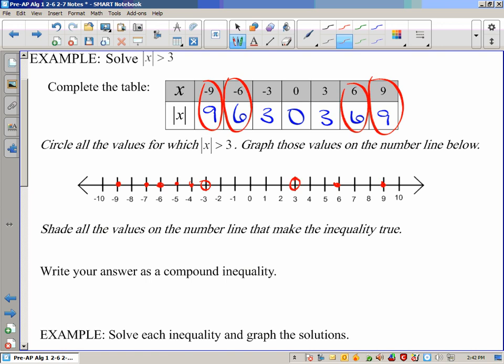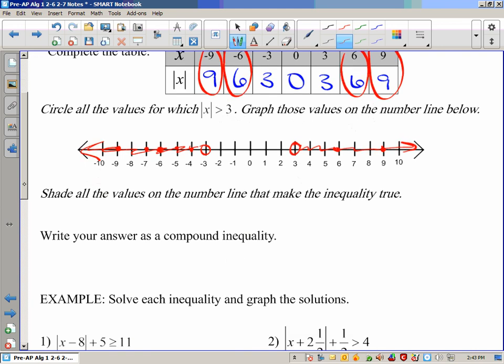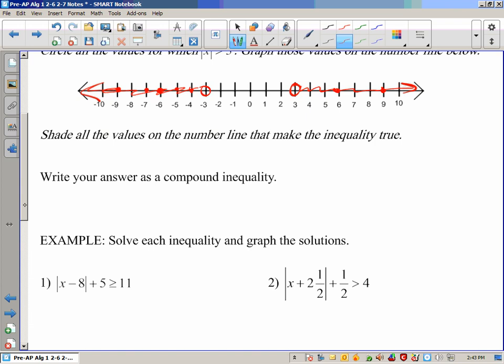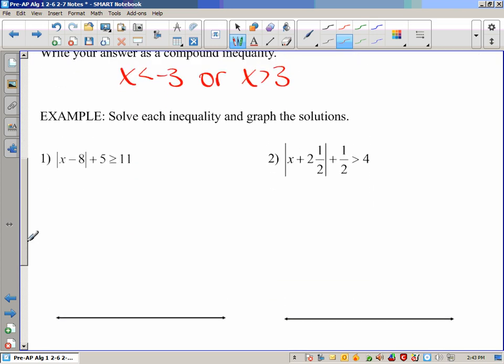So it looks like I'm going to have one of those situations when we talked about compound inequalities where it's going opposite directions. That is an OR compound inequality. Or compound inequalities are written separately. So one of my solutions is x is less than negative 3. The other one is x is greater than 3. Okay. Now let's do these other examples. I want to get absolute value by itself first.